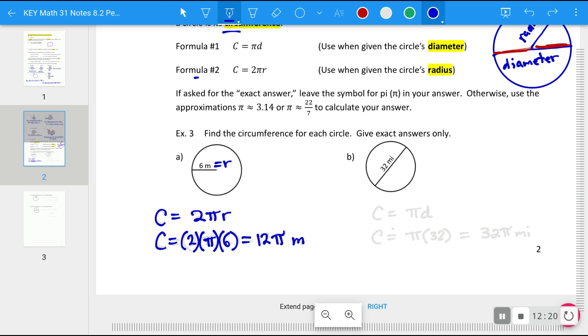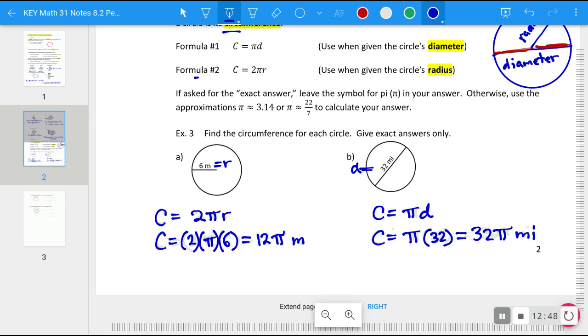Now this next one here, they give us a diameter of 32. You can see that that stretches all the way across the circle through the center. So we're going to use the other formula, pi times diameter. We're using the one that has diameter in it. And it's equal to pi times 32. And it is customary to write the 32 in front. So 32 pi, and then the units are miles.